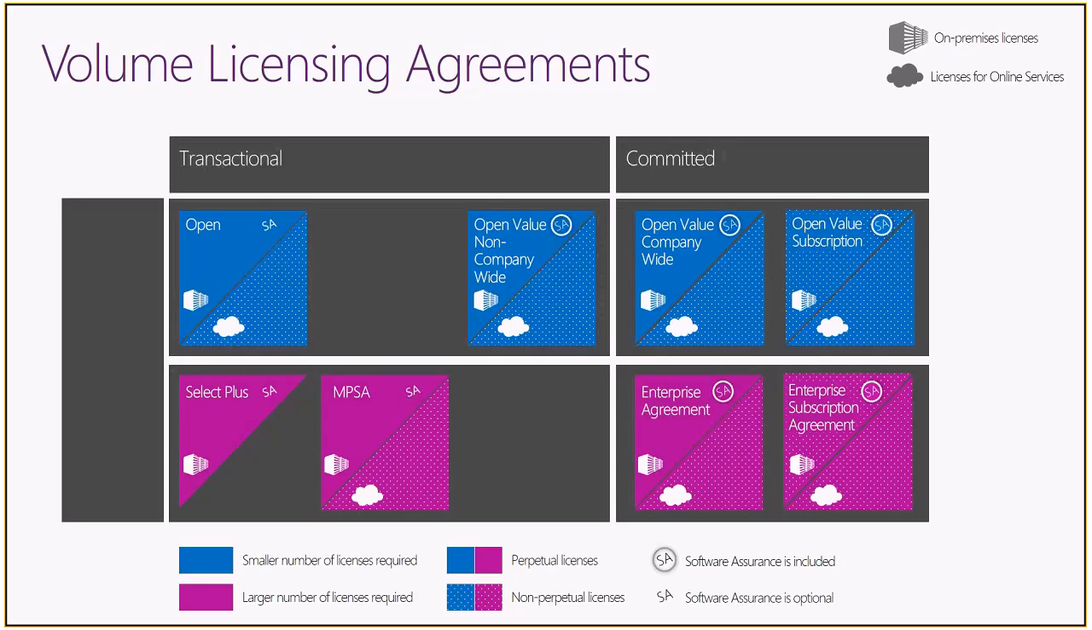What we can see here, all of them offer on-premises perpetual licensing, and the cloud icon shows us which ones have got cloud services available through them. And you'll see that all of them offer cloud services, except for Select Plus in the bottom left-hand corner, and that agreement type is very much close to becoming completely end of life. So what we're saying here, all the agreements offer cloud services, and we're going to be focusing on these at the top, so the open and open value agreements.